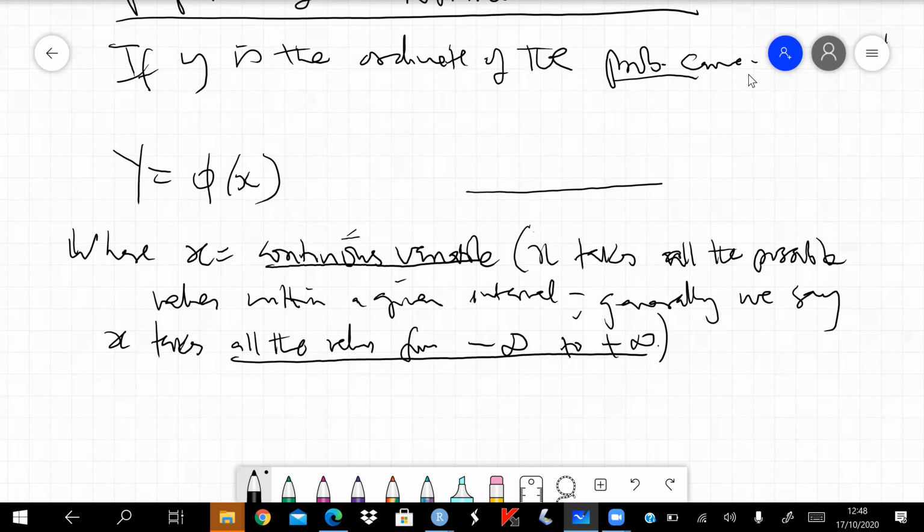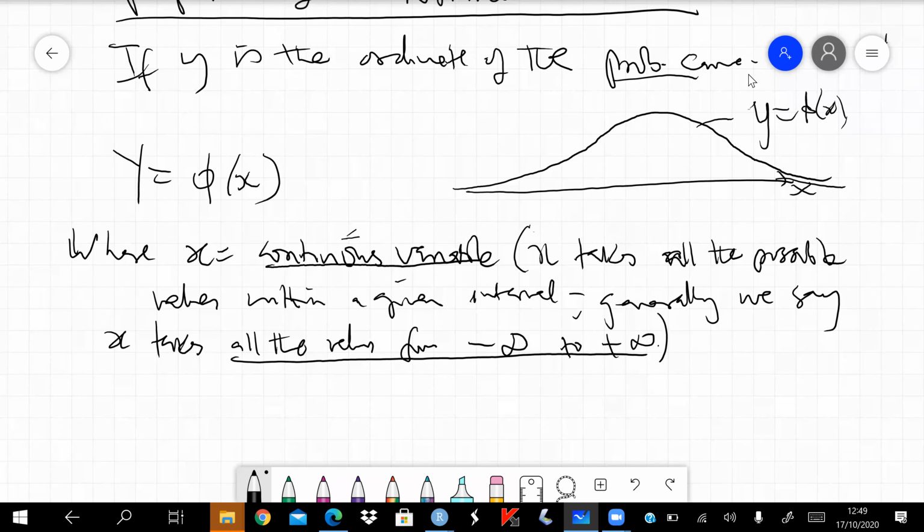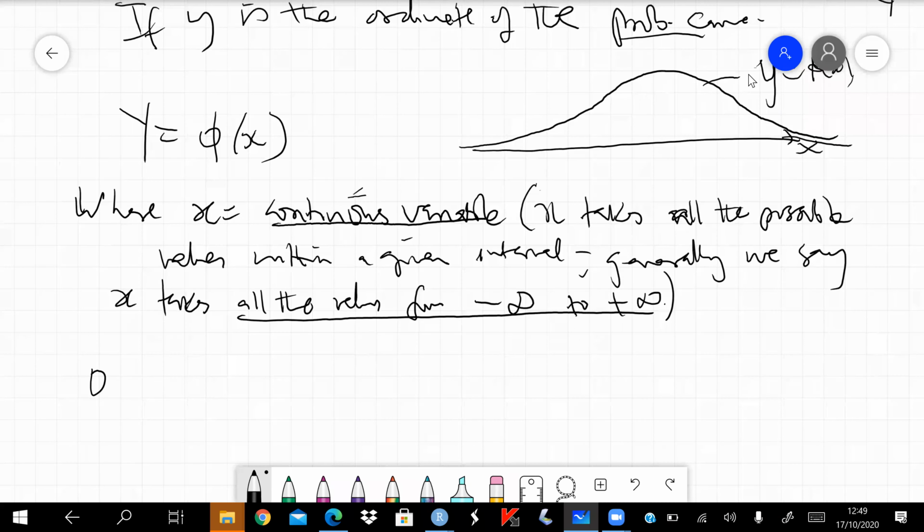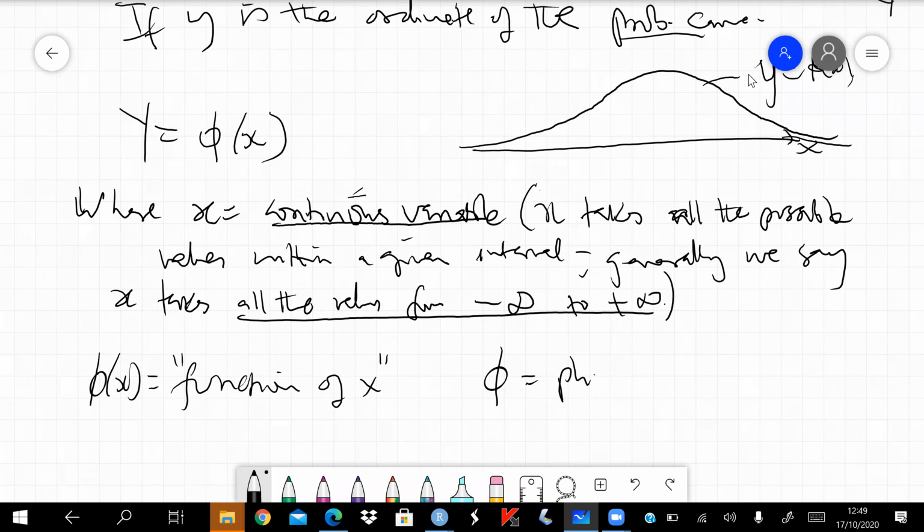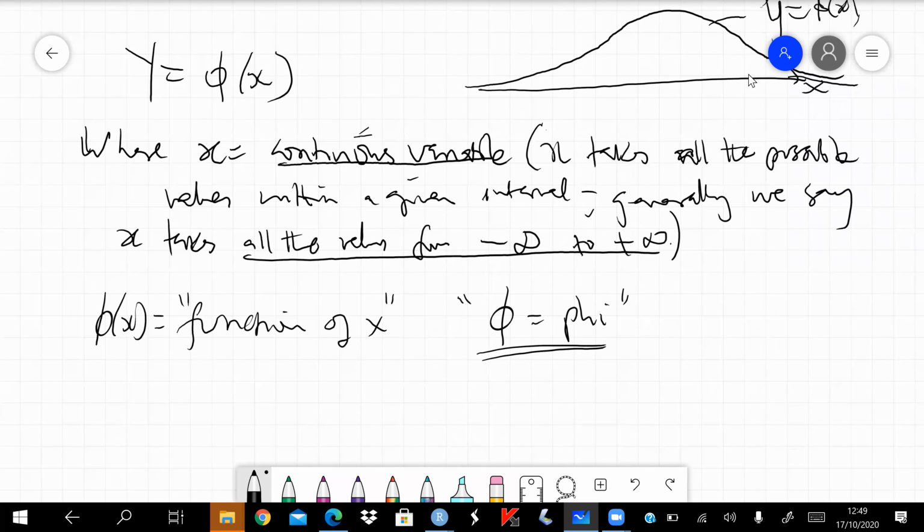So we're saying that x, if this is your x-axis, this function here is defined for all the possible values of x. It is defined, okay? So this is your y, which is a function of x, so we're using phi. This means that y is a function of x. So that's how you read it. This is a Greek symbol called phi. So you pronounce it as phi.